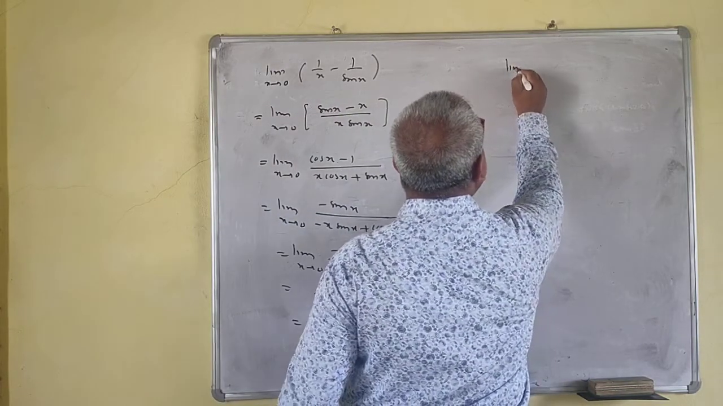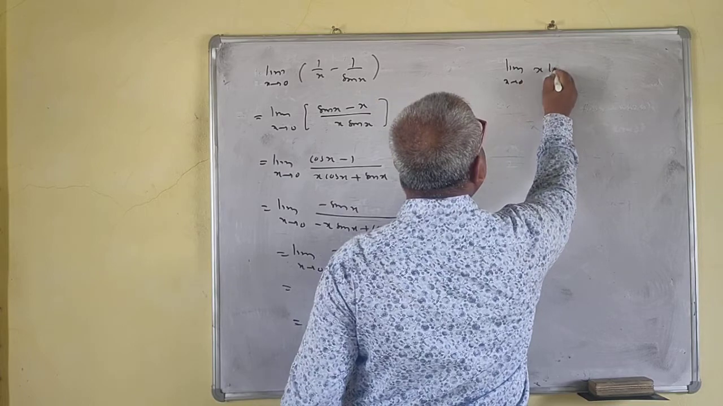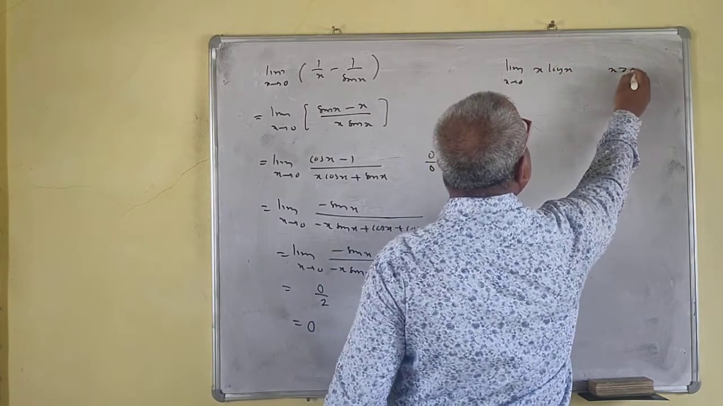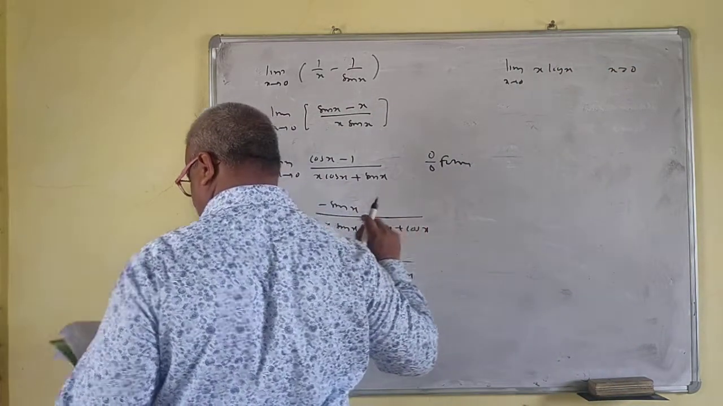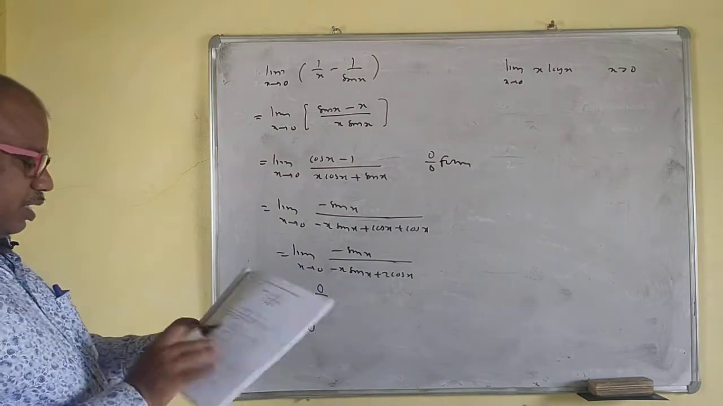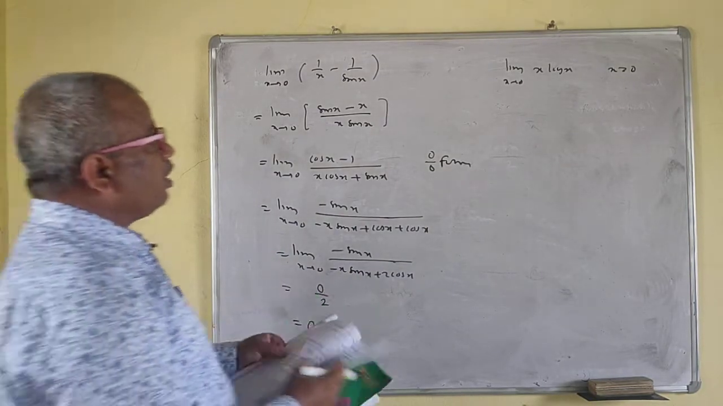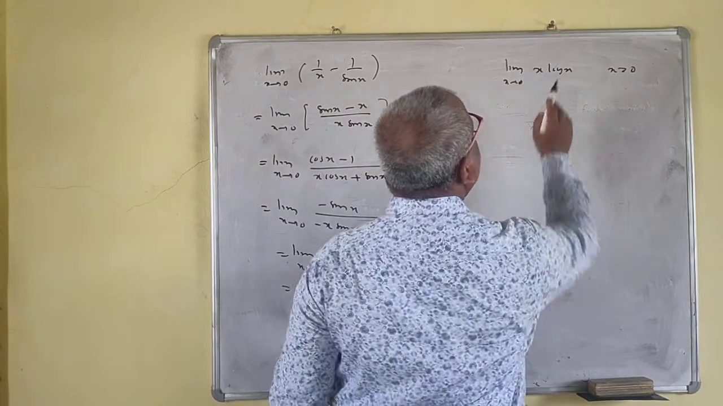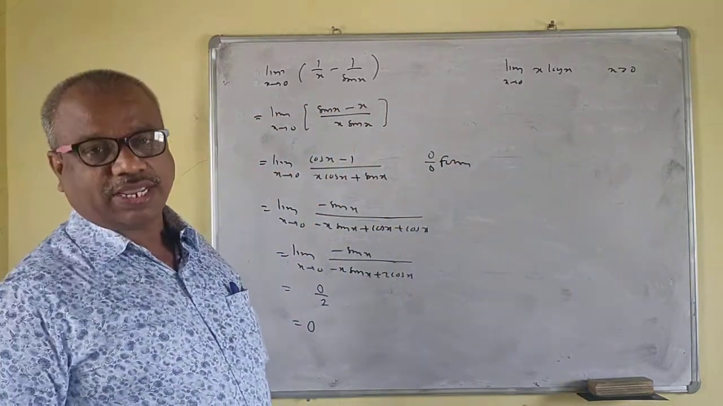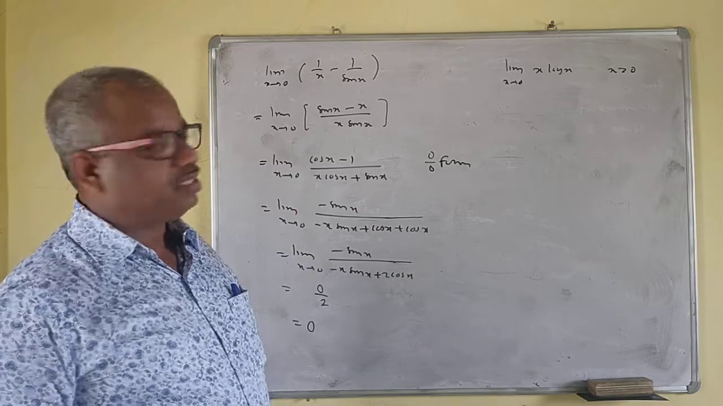Limit x tends to 0, x log x. So assume that x is greater than 0. Okay. So now what is this then? This is 0 into infinity, because log 0 does not exist, right? So 0 into infinity, this is an undetermined form.